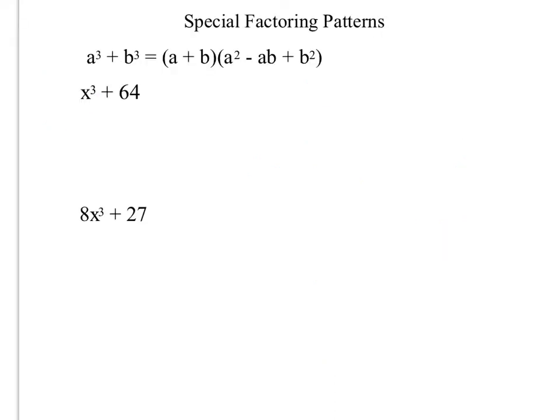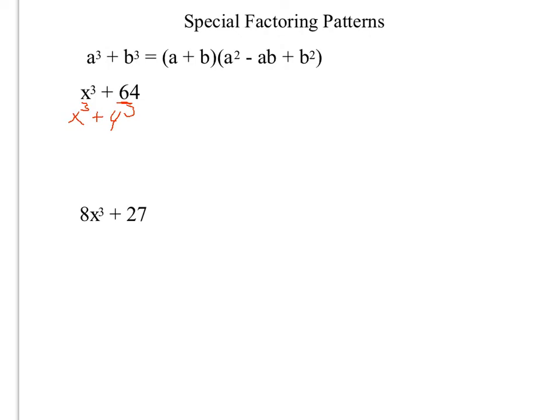Here we're going to cover special factoring patterns, and these aren't patterns I expect you to memorize. These are things that you will be given in the event that you need to use them. But if we have something like a cubed plus b cubed, then the factoring will go something like this, where you have a plus b times a squared minus ab plus b squared. So this first example, x cubed plus 64, we need to recognize that that 64 is actually 4 cubed.